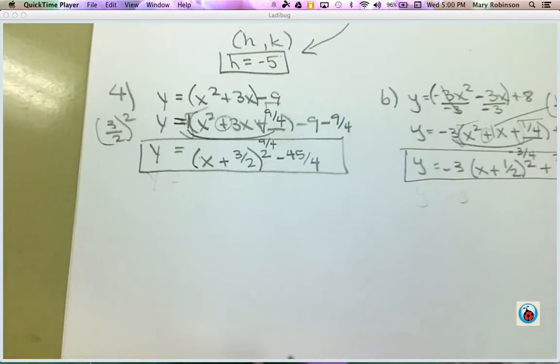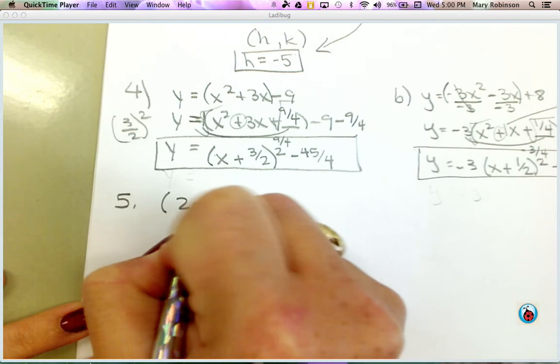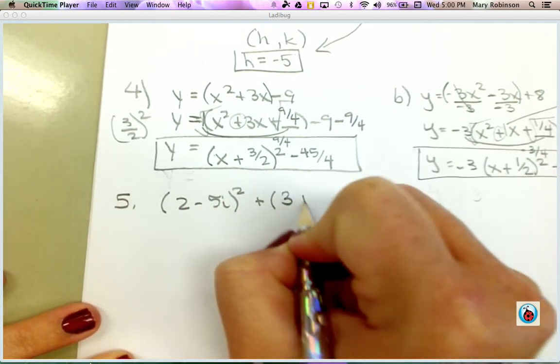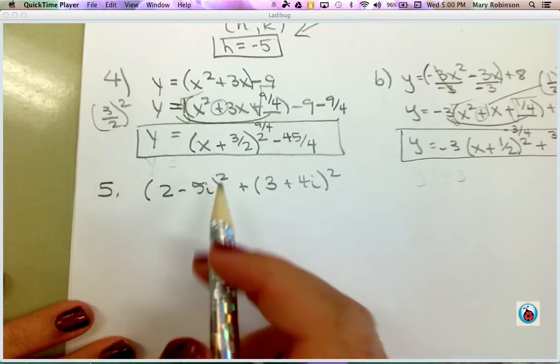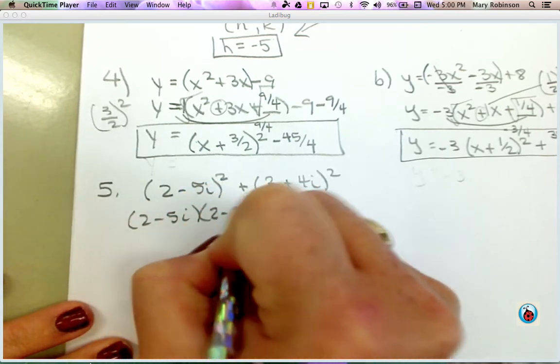All right, so next we're going to move on to the stuff with complex numbers, number 5. So we did one like this in our warm-up today, and it was on your exit assessment as well. Whenever we have a quantity squared, we need to remember that this is 2 minus 5i times 2 minus 5i.